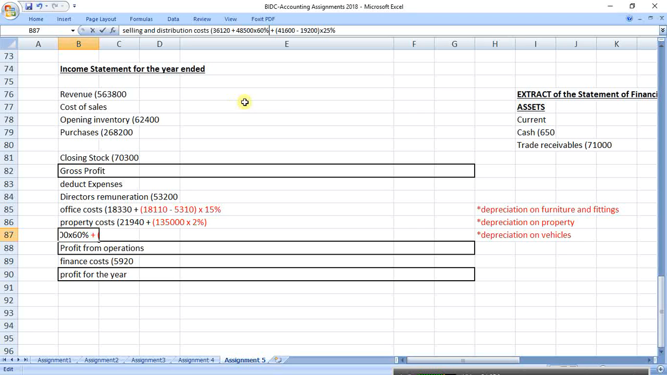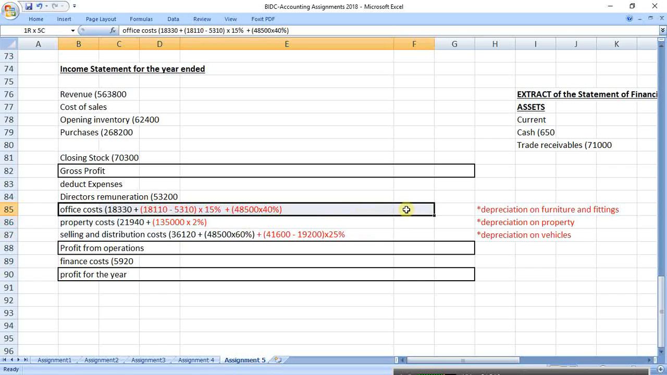4850 times 60%. Great, we've got that. Close the brackets. So 60% of it went to the selling and distribution, and the 40% went to the office costs. I'm going to copy that and show it here by office costs. Add 40% times that figure. Okay, there's the office costs.